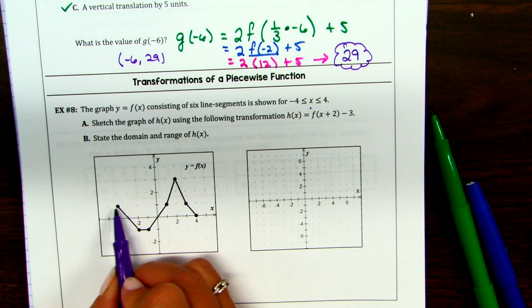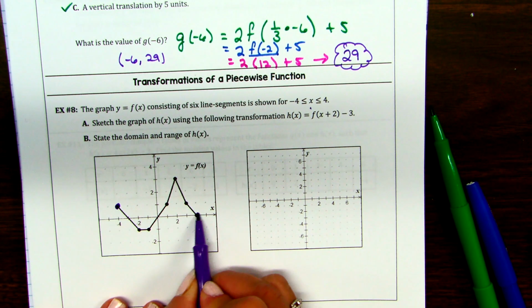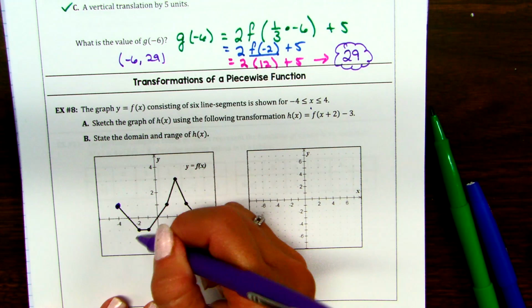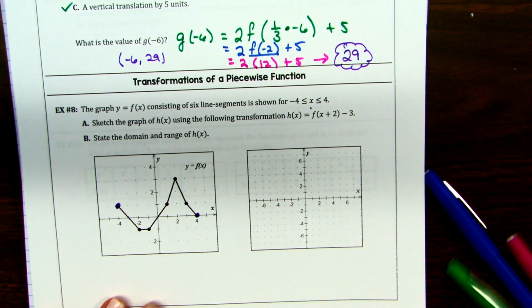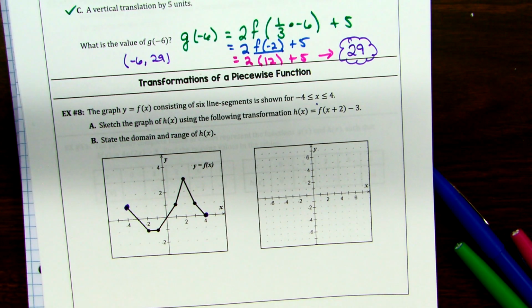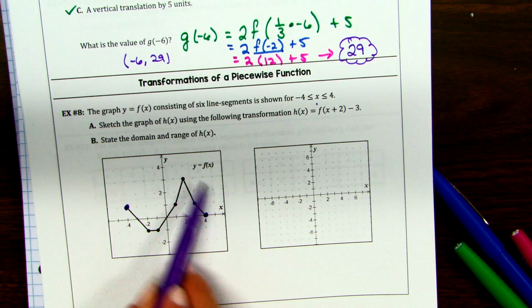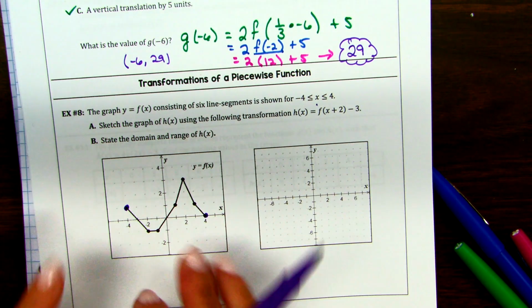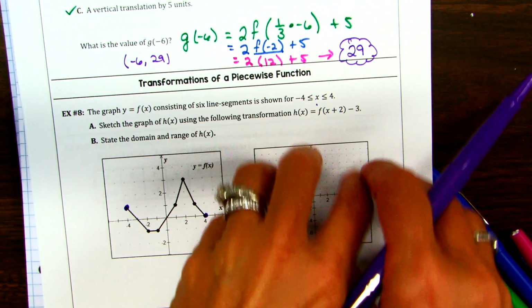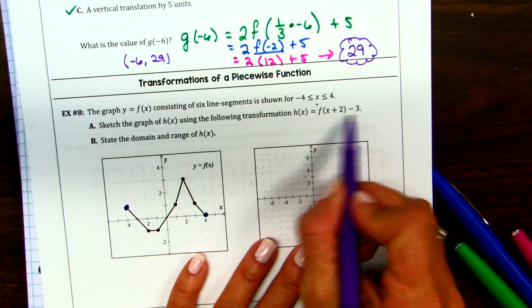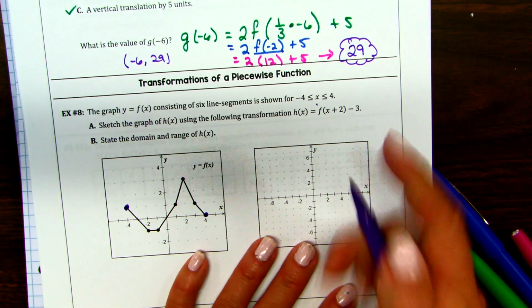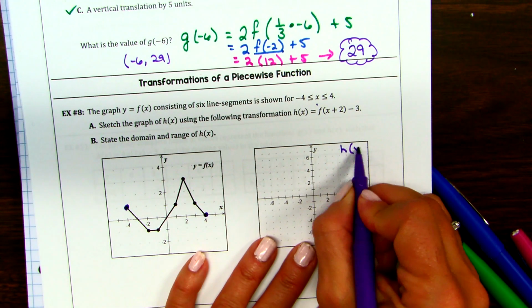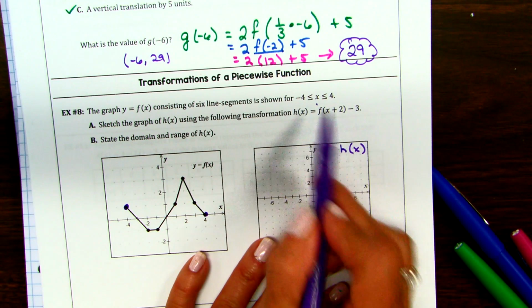So here's the graph of f of x. It goes from negative 4 to 4, and it's just made up of a bunch of line segments, okay? So it's not a parabola, it's not a line, it's not any kind of special graph. It's just a bunch of points, okay? And so that's given. Fine. Now what do they want us to do? Sketch the graph of h of x using the following transformations. So what we're supposed to do is take these points and redraw it according to these transformations, and that would give us the graph of h of x, right? h of x would be f of x with all this stuff done to it.